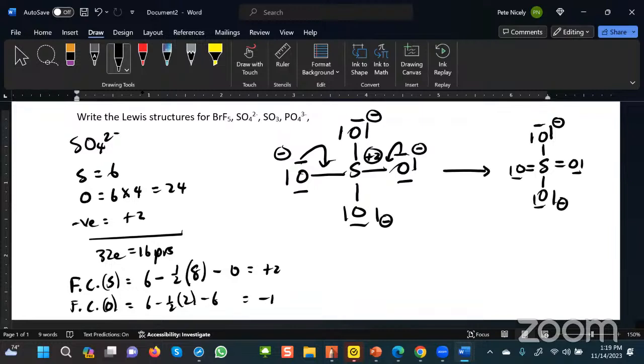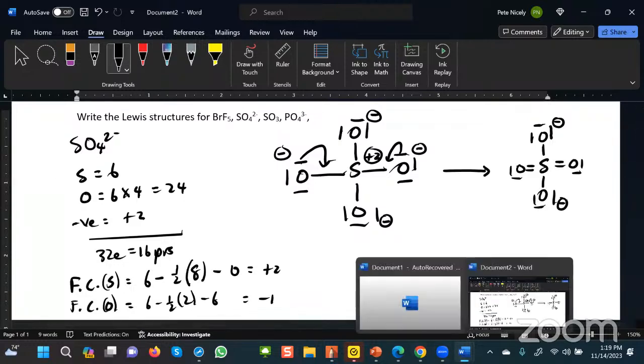You put the bonding pairs first. If you have any more electrons left over, you put them on the surrounding atoms, with the exception of hydrogen. You cannot do that for hydrogen, right? And then you calculate the formal charges, and then if necessary, you make double bonds or triple bonds based on the charges that are bonded to each other, all right? Okay, so let me go back to the PowerPoint here.